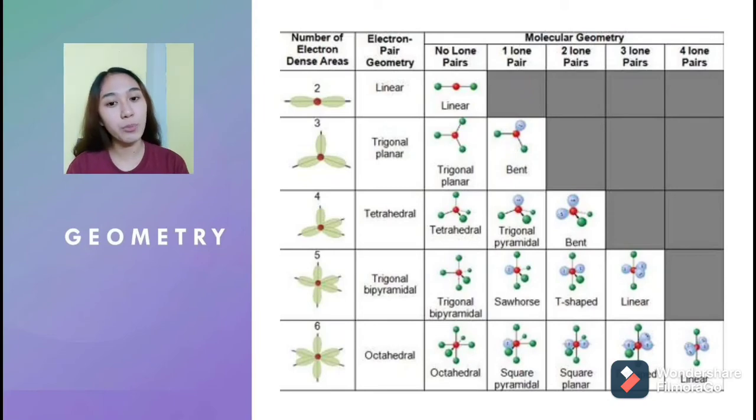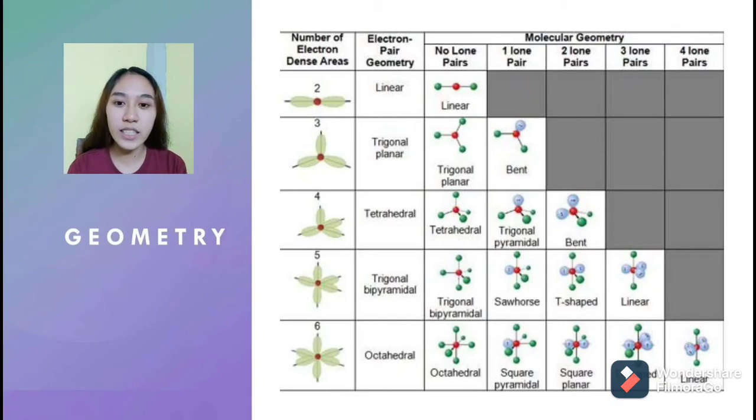So now if we have a polyatomic molecule that has 2 electron dense areas, the only geometry that it will assume will be linear and no other. And it has a bond angle of 180 degrees as it is linear. If we have 3 electron dense areas in a polyatomic molecule, it will assume a trigonal planar or bent geometry. If it does not have a lone pair, it will assume the trigonal planar geometry. And if it has 1 lone pair, as you can see in the table, it will assume the bent geometry. This kind of geometry will have a bond angle of 120 degrees.